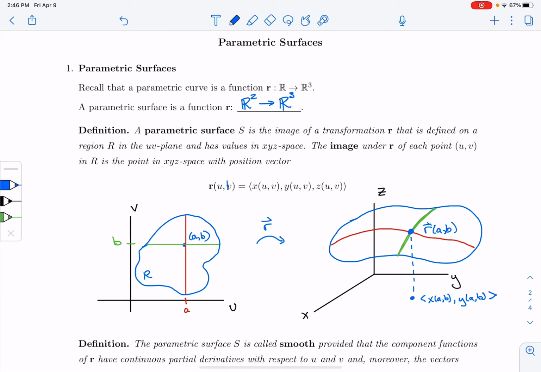Or I can think about v being a constant b, and then again I'm going to substitute b, a constant, in for v, and now I have a parametric curve that depends on u, and so I can imagine going across the green curve, r of u, b. So you can think about the surface as being a collection of parametric curves that we put together to form and join and make a surface.